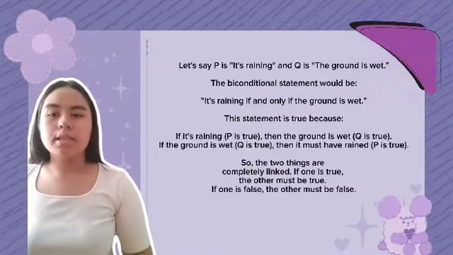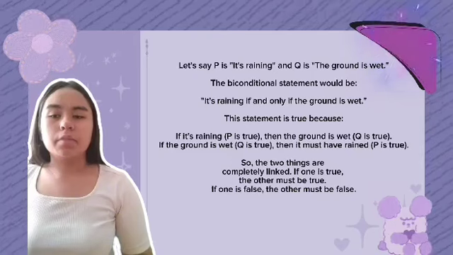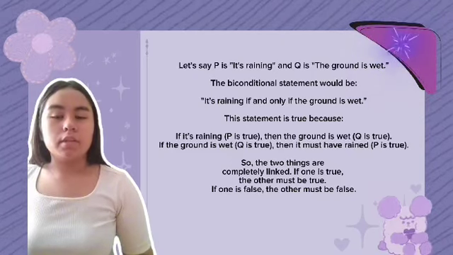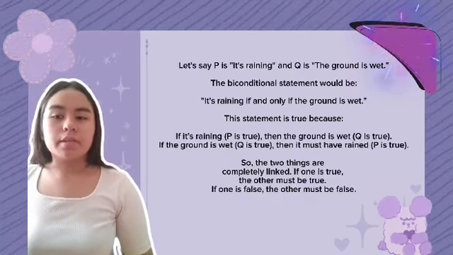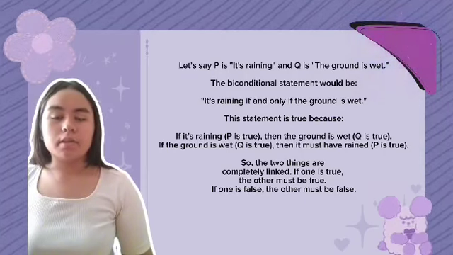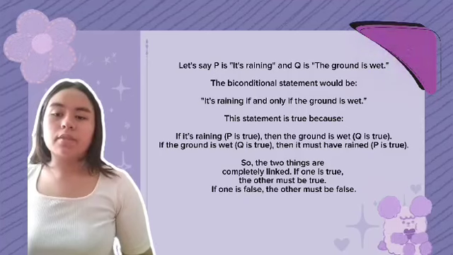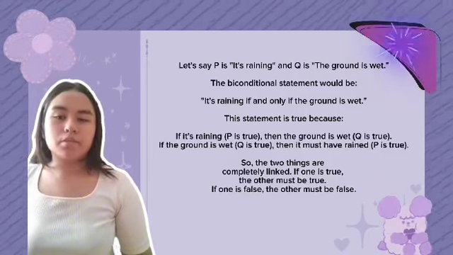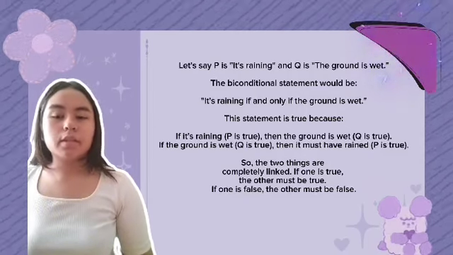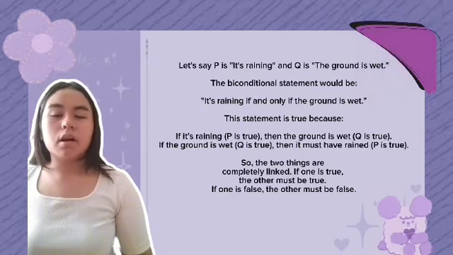Example: let P be it's raining and Q be the ground is wet. The biconditional statement would be: it's raining if and only if the ground is wet. This statement is true because if it's raining, P is true, then the ground is wet, Q is true. If the ground is wet, Q is true, then it must have rained, P is true. So the two things are completely linked. If the one is true, the other must be true. If the one is false, the other must be false.